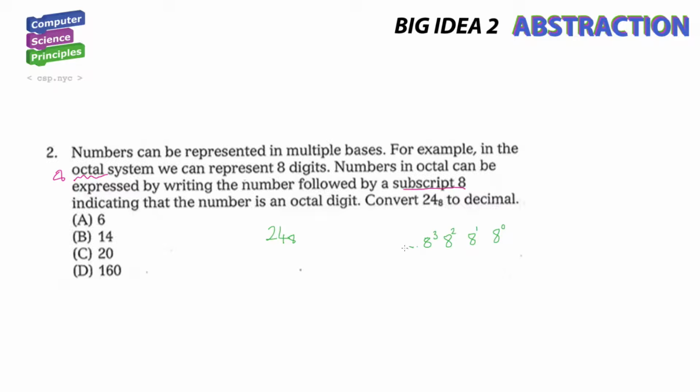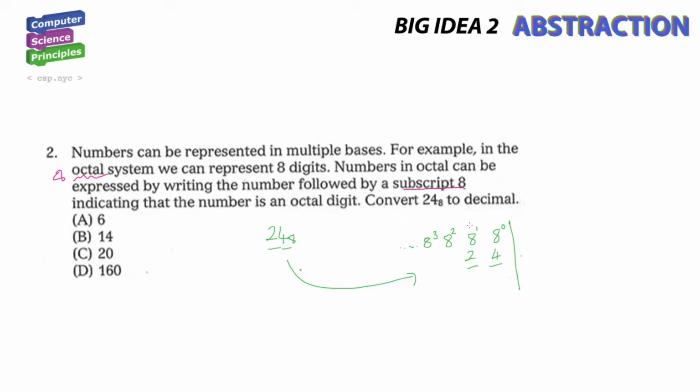Now we could keep going, but we don't need to, because this 24, which is written in octal to base 8, only has 2 digits. So what we're going to do is we're going to slide those over here, and we're going to push them against this wall. So the 4 goes underneath the 8 to the 0, the 2 goes under the 8 to the 1, and what we end up doing is we multiply these out.